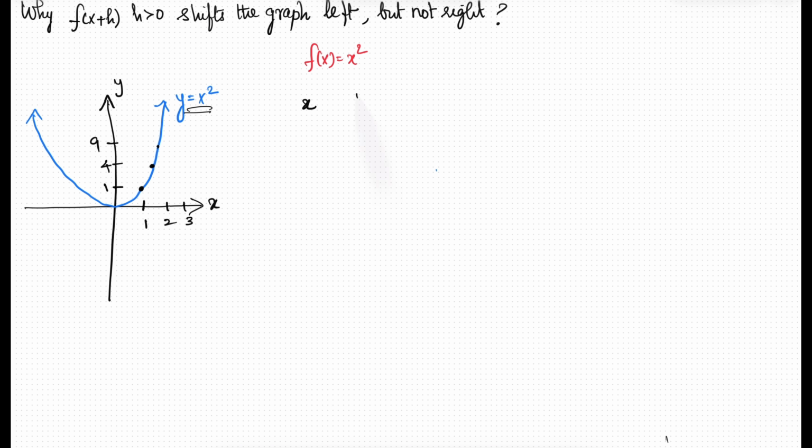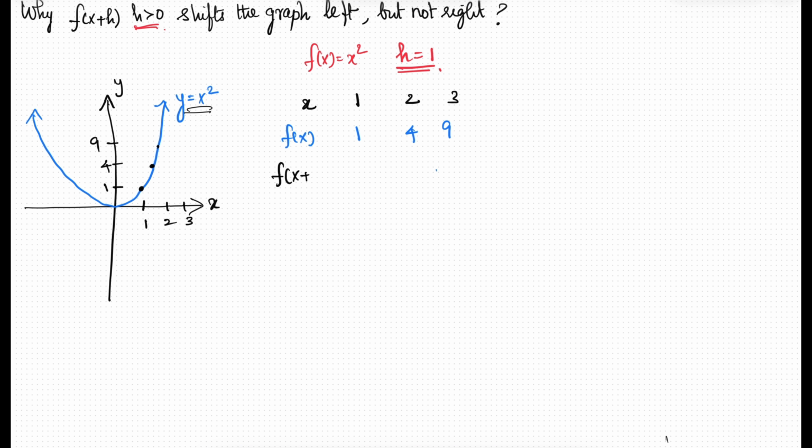So when x is 1, 2 and 3, f of x is going to be 1, 4 and 9. Alright. So now we are going to find f of x plus h. In order to do that, first we should write what h is. Here I am going to define h to be equal to 1. So h is positive over here.